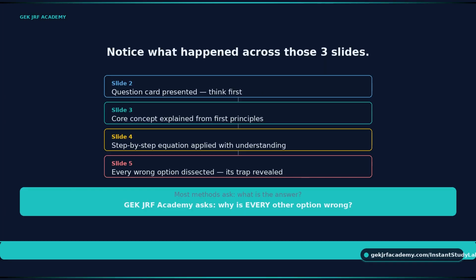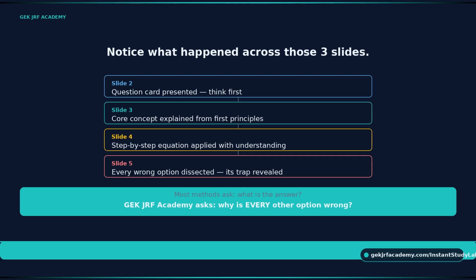Notice what happened across those 3 slides. We did not rush to the formula. We first asked, what does Km physically mean? Then we applied the equation with that understanding. Then we examined the misconceptions each wrong option was built to exploit.